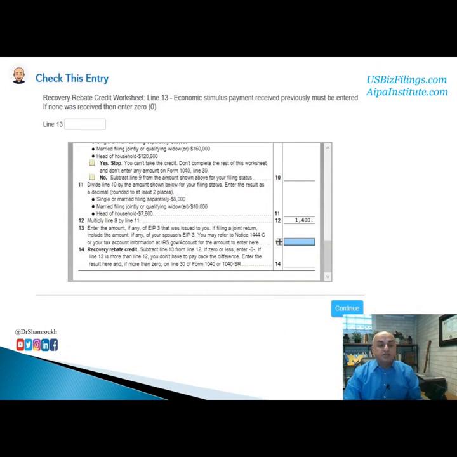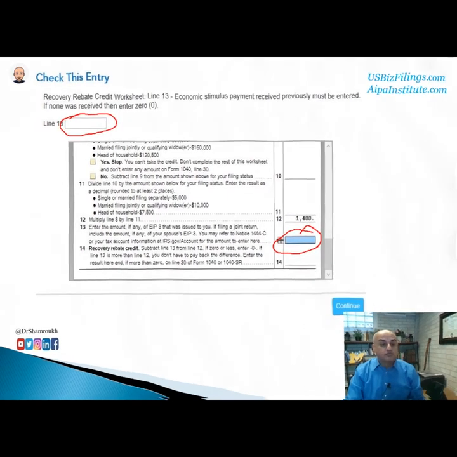In this slide, as you can see, this is called the Recovery Rebate Credit Worksheet. Either you scroll down until you reach line number 13. In this box, you enter the amount that you received from the IRS, as shown in the letter that I mentioned before, or just enter it in this box here, and it is going to update the form.